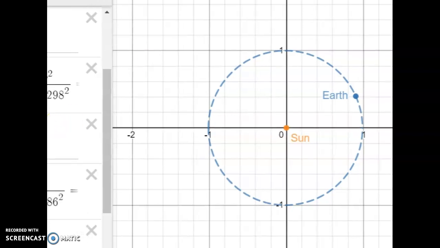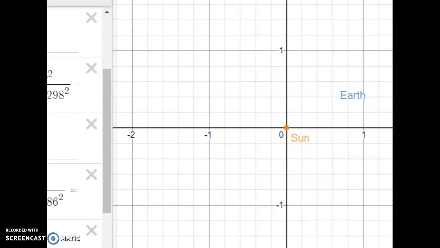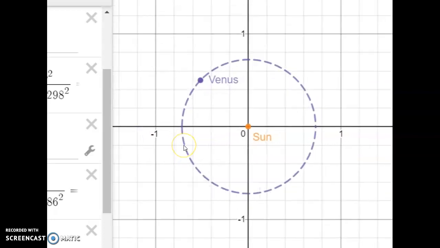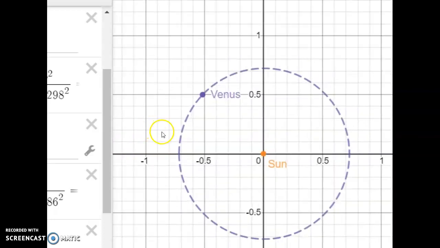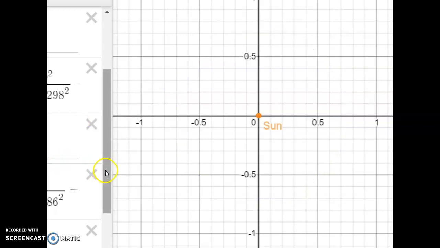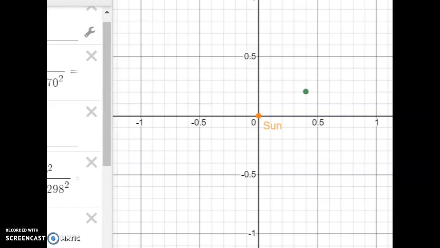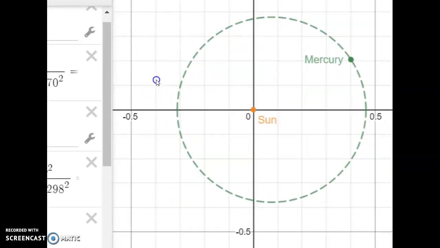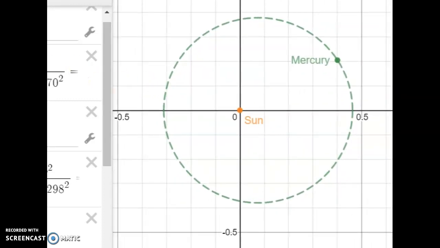I'm going to turn, clicking on these little symbols here, I'm going to turn Earth off, and I'm going to turn Venus on. There it is. And now look at Venus's orbit. It is actually an ellipse, but you have to look really close to actually see that. Here's Mercury's. Mercury is actually the most elliptical one of all planets.